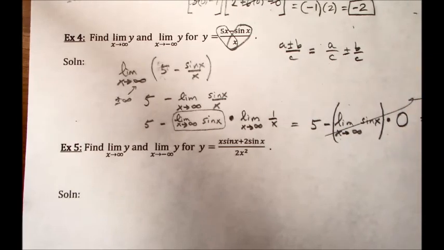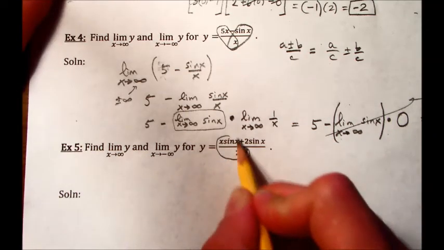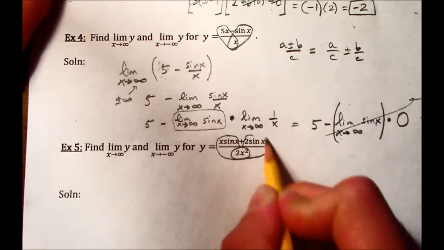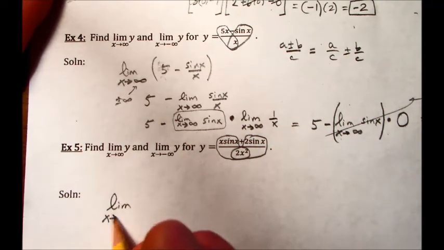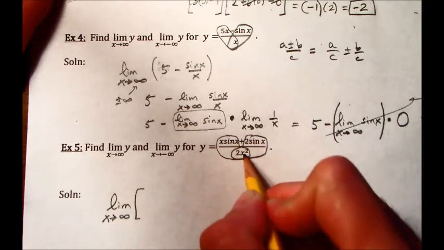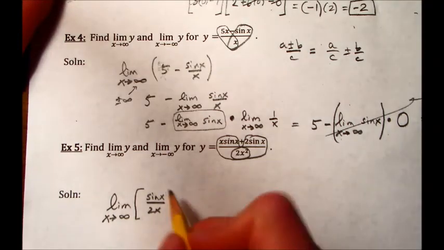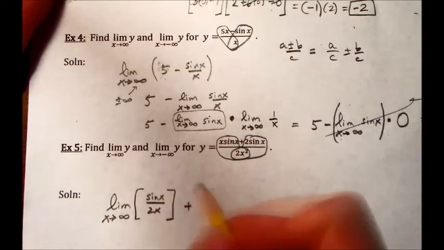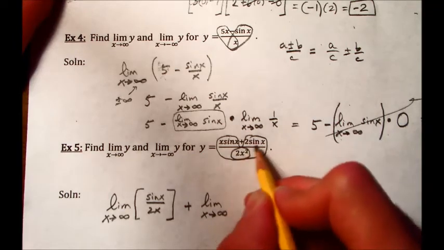Okay, so did you look at this one? This one separates into this fraction and this fraction. So let's take the limit as x approaches infinity. We're dealing with x sine x over 2x squared. One of the factors of x reduces, and we end up with sine x over 2x plus, okay, and then we have the limit as x goes to infinity. In the second one, the 2's reduce, and we get sine x over x squared.